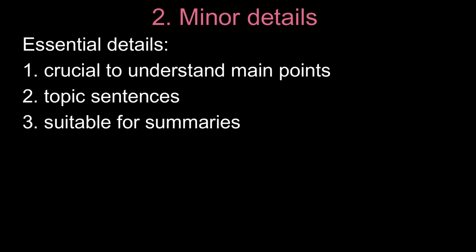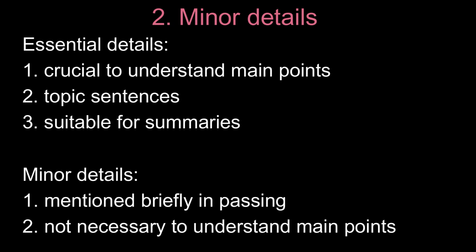2. Minor details. Eliminate strategy number 2, minor details. There are 2 types of details, minor and essential. Essential details are crucial to understanding the main points of the passage and often have a paragraph or significant space devoted to explaining them. They are typically topic sentences and are suitable for summaries. By contrast, minor details are those that the author mentions briefly or in passing.